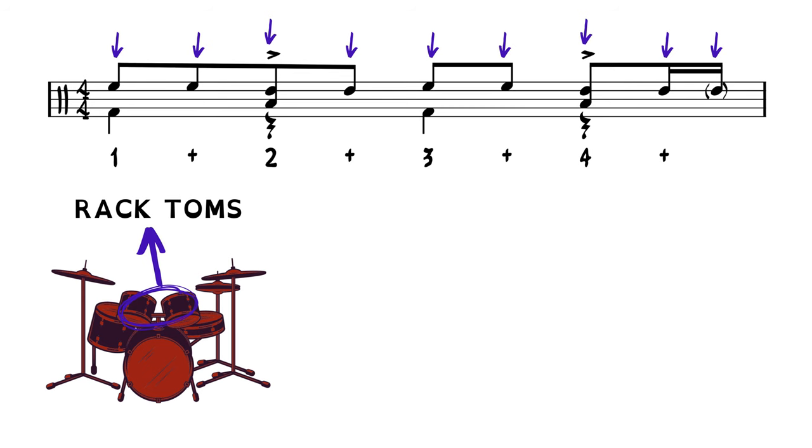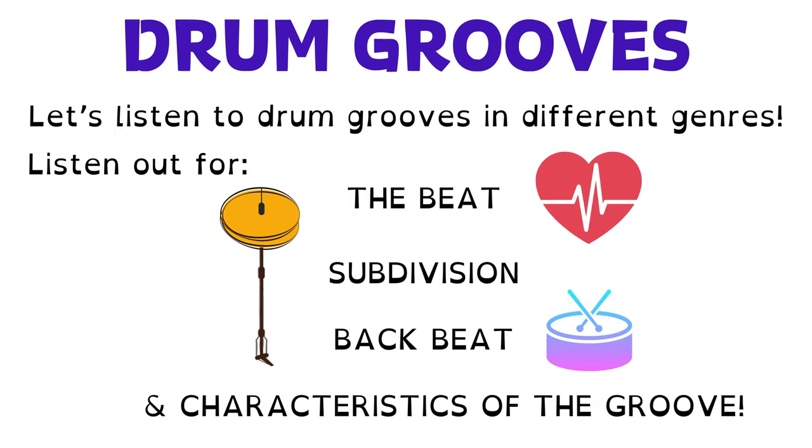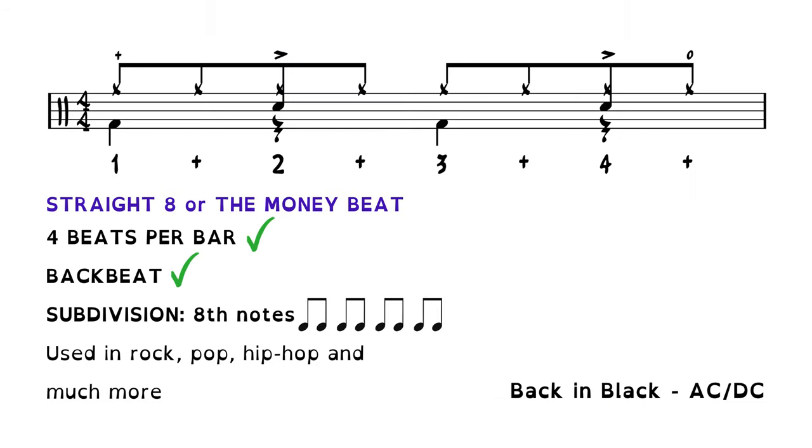Okay, to finish off, let's listen to some common drum grooves that we hear in music. Keep in mind there's many different combinations and ways you can play these grooves, but listen to the fundamentals like where the backbeat sits and what the subdivision is. Let's start with the straight eight, sometimes called the money beat.